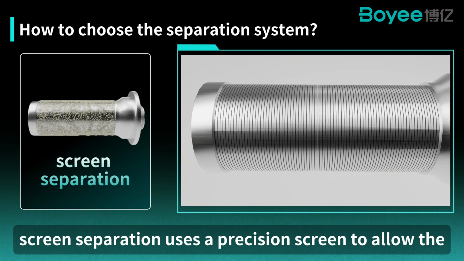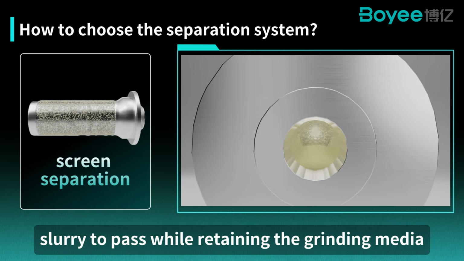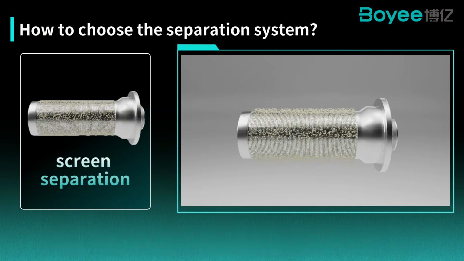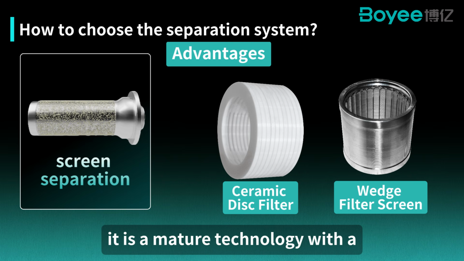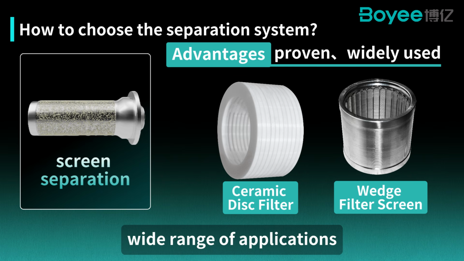Screen separation uses a precision screen to allow the slurry to pass while retaining the grinding media. Common designs include ceramic disc screens and wedge wire screens. It is a mature technology with a wide range of applications.